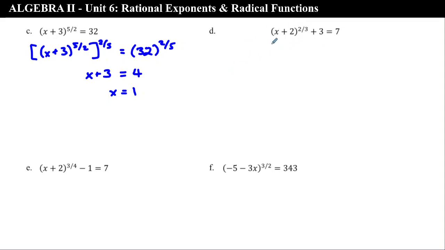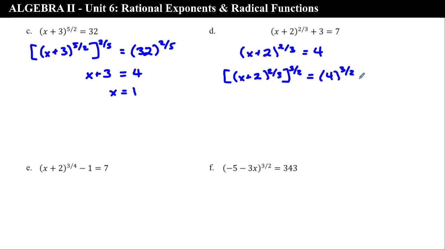All right, for the D, let's isolate the part that's got the power. So we've got x plus 2 to the 2/3, and we're going to subtract 3 from each side. So we've got equals 4 on the right-hand side. Now we're going to take our x plus 2 to the 2/3, and we're going to raise that to the 3 halves, which is the reciprocal, and we've got to do it to the 4 as well.